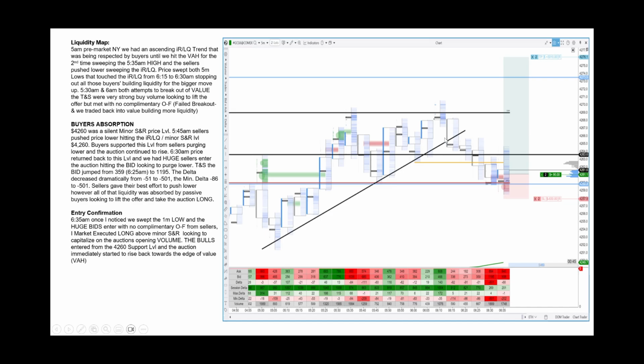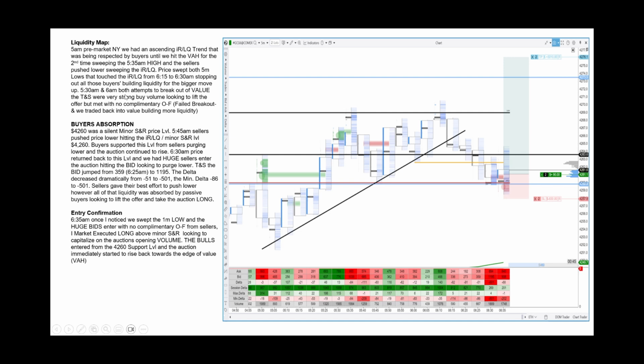This was a fake out for buyers looking to rally price higher and establish value at a higher price in the auction. It was immediately met with a fake out. Sellers came and swept all that out, but this is just buyers building more liquidity for the bigger move to the upside. We already had a bias in our minds that we wanted to go long. Now we're just looking for added confluence to fit within our CP 500K model, and then we would go ahead and execute.